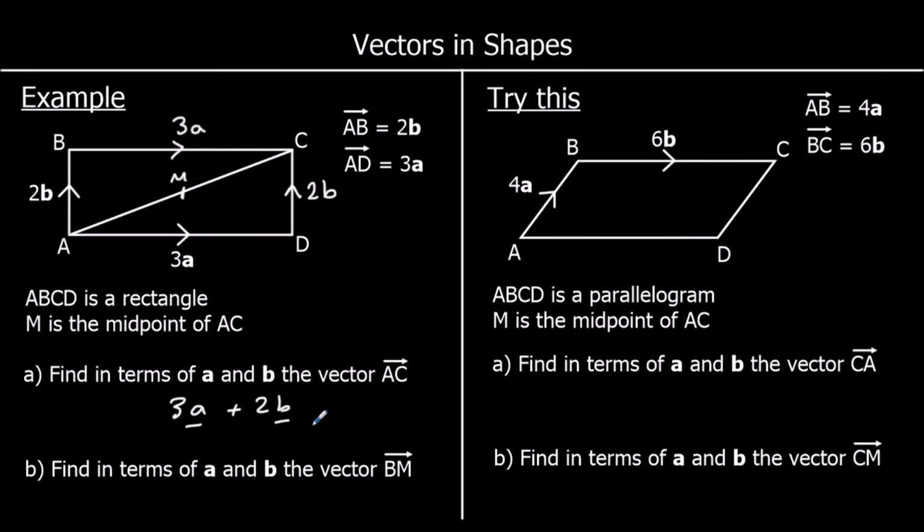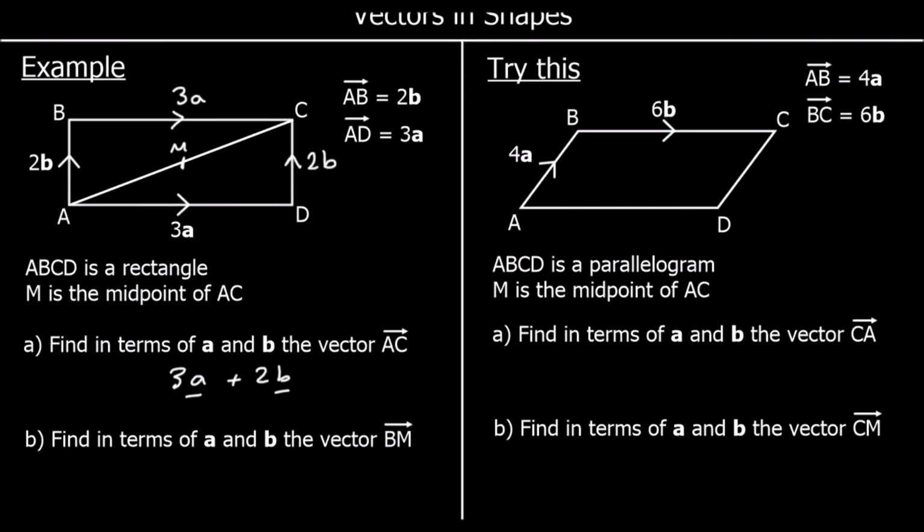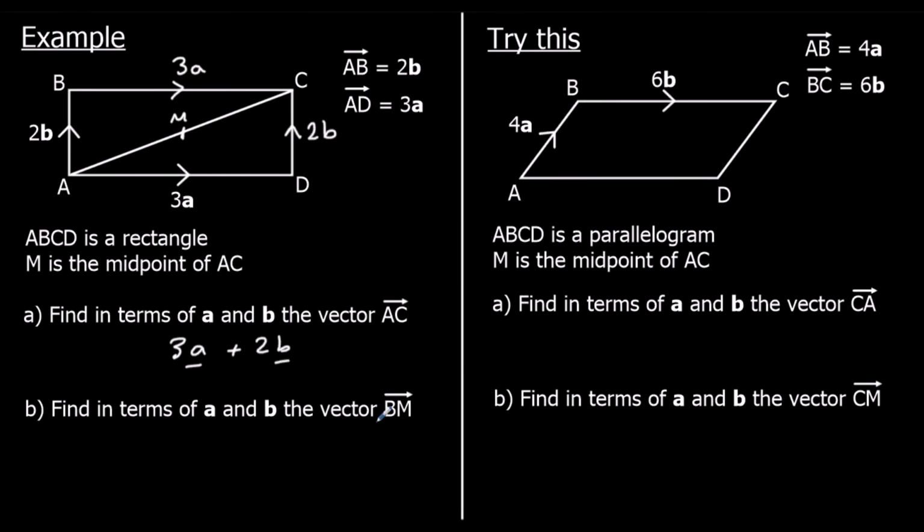Find in terms of a and b the vector B to M. So how can I get from B to M? Well, I know M is in the middle of my rectangle, so I could just say I'll go halfway, but I'll go a long route. So I'm going to say, from what we know, B to M is going to be B to A and then half of A to C. So B to M is B to A plus half of A to C.